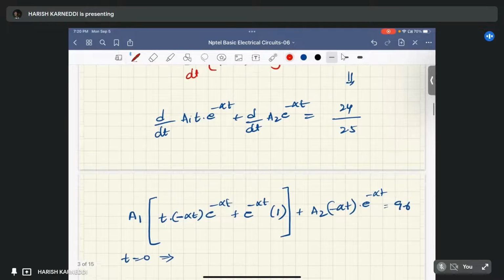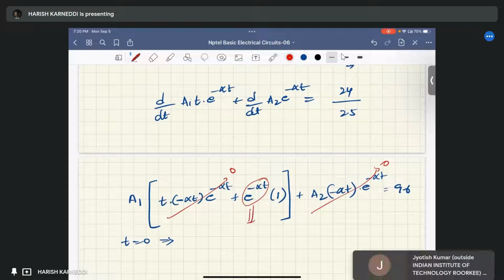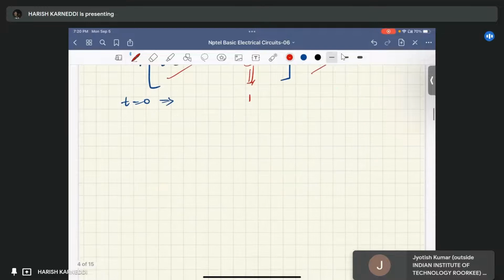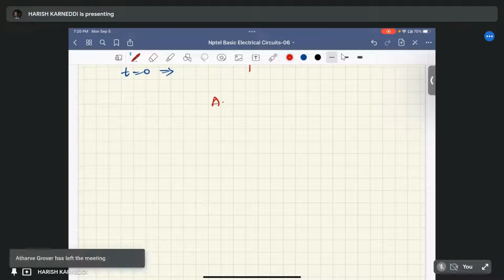Okay, so you can apply t equal to 0 initial conditions. This term is going to be 0 and A2 is anyway 0. E power minus alpha t value at t equal to 0 is 1, right? So the value of A1 equal to 9.6.